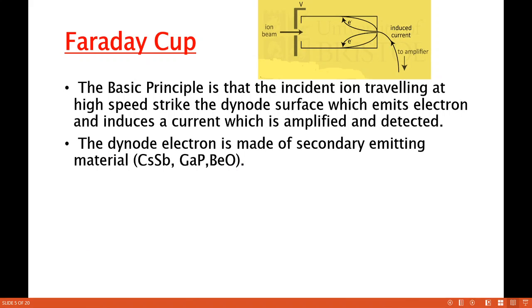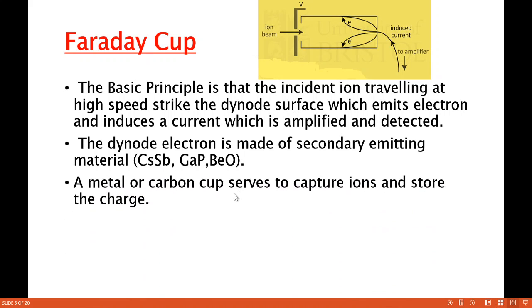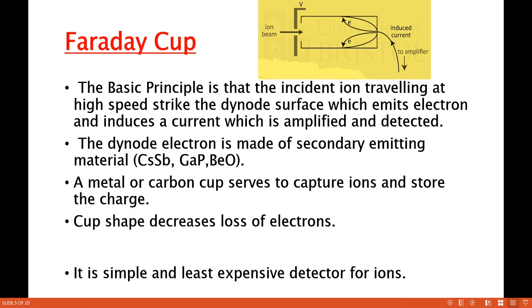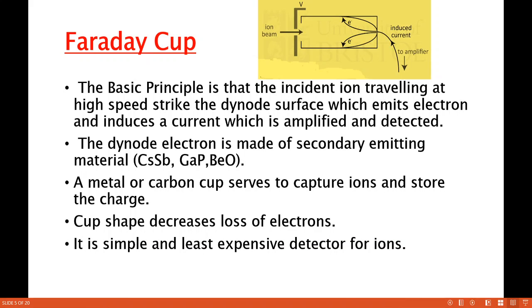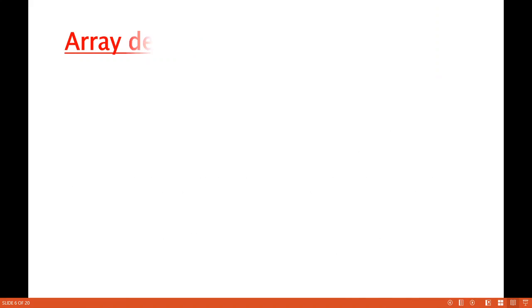The dynode electrode is made up of secondary emitting material. A metal or carbon cup serves to capture the ion and store a charge. Due to this cup shape, the loss of electrons decreases. It is a simple and least expensive detector for ions.